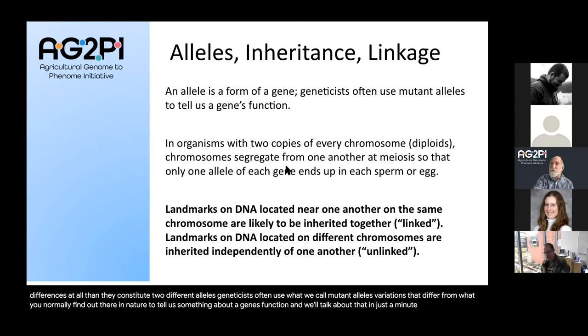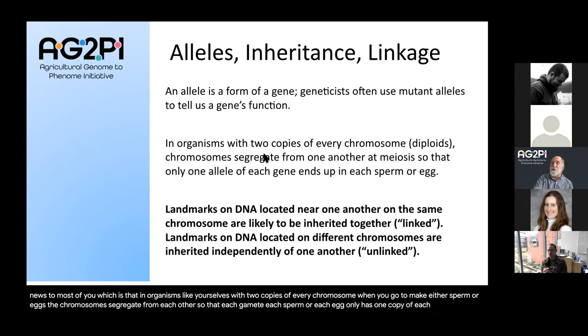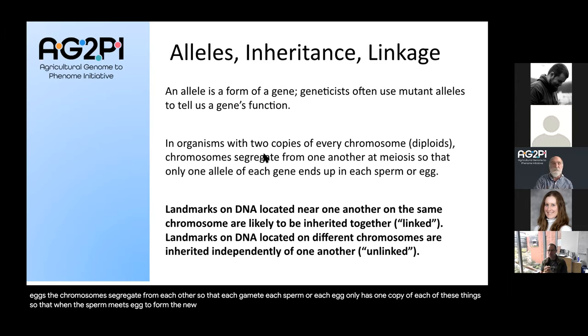The other major take-home point is the part that's not going to be news to most of you, which is that in organisms like yourselves with two copies of every chromosome, when you go to make either sperm or eggs, the chromosomes segregate from each other so that each gamete, each sperm or each egg, only has one copy of each of these things, so that when sperm meets egg to form the new organism, it gets back to two. So this idea that each copy of a chromosome has one allele or another allele, or sometimes the same allele of a particular gene, when you make a gamete, only one copy is going to go to each of those gametes, and it's going to be very carefully divided so that the two copies separate from each other, or what we call segregate from each other.